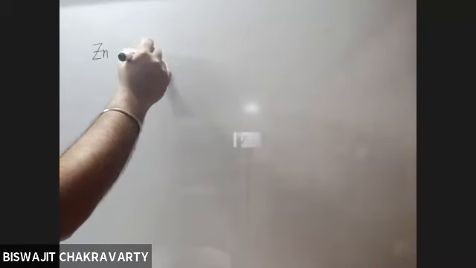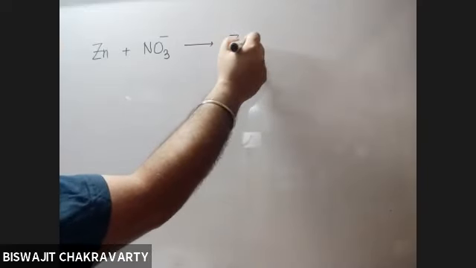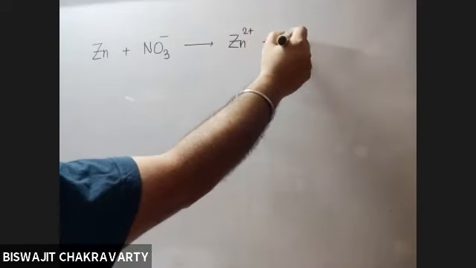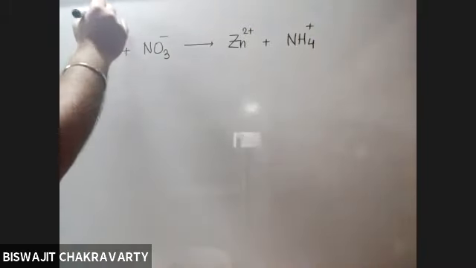Try out this one. Zinc plus NO3 minus gives Zn2 plus and NH4 plus, in basic medium.